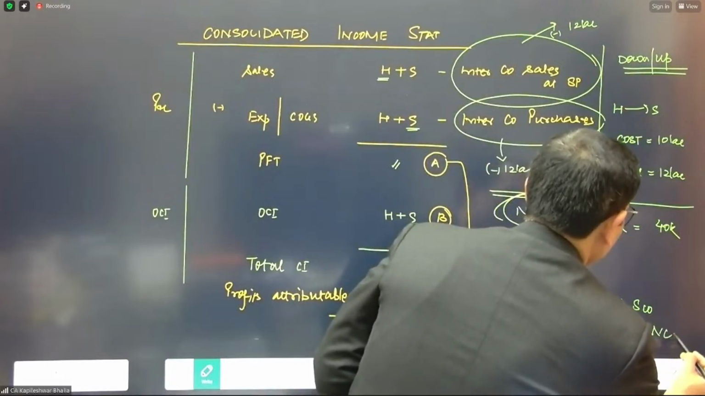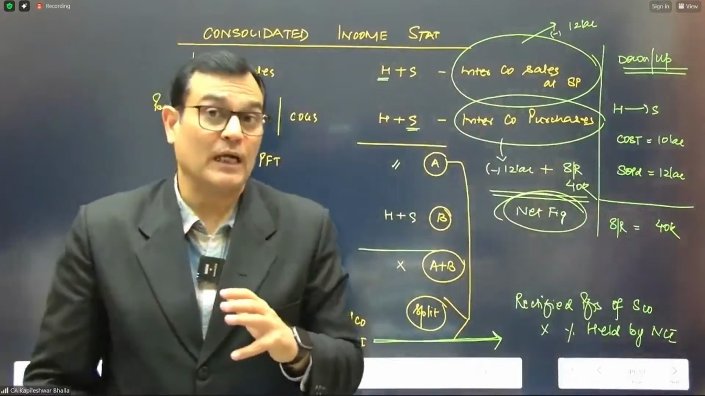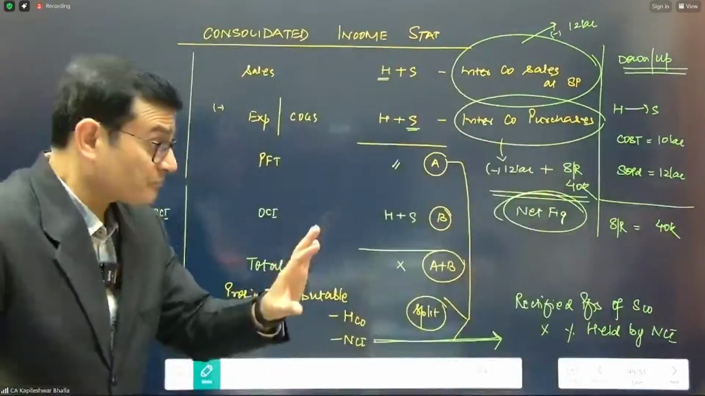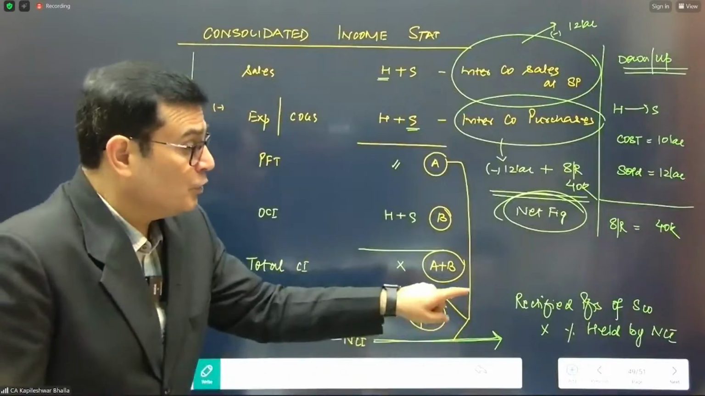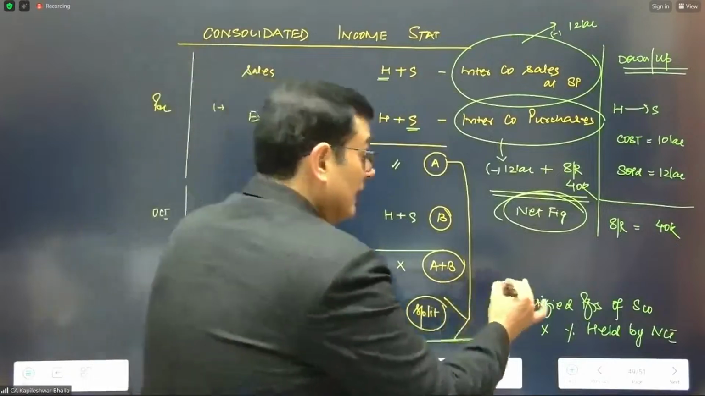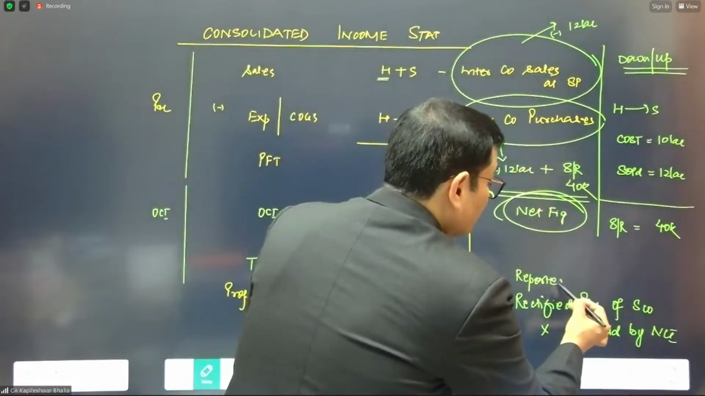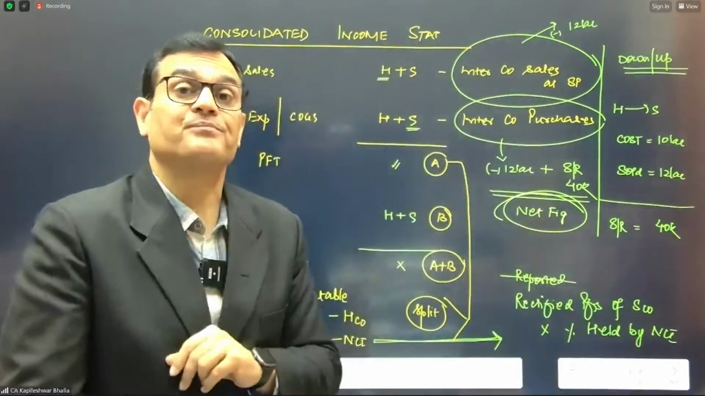So we did not understand this. Don't worry. When I come to the question, you'll understand things as well. Right now, I'm just giving you a framework to think. So when you go to consider the share of NCI, you need to consider not the reported profits. Please mind, I'm not going to consider the reported profits of the subsidiary. I'll consider rectified profits of the subsidiary.